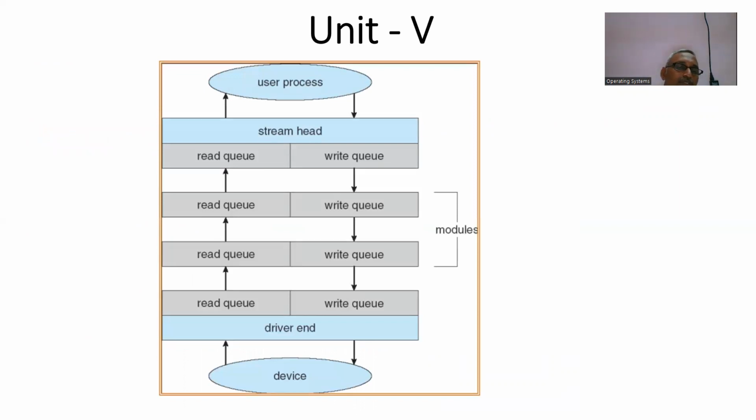This diagram shows how data flows in streams. The user process data flows to the stream head, read queue, and write queue, and so on, to the driver end, and then moves to the device, then it reverts back through this process. This is the stream output for the data.